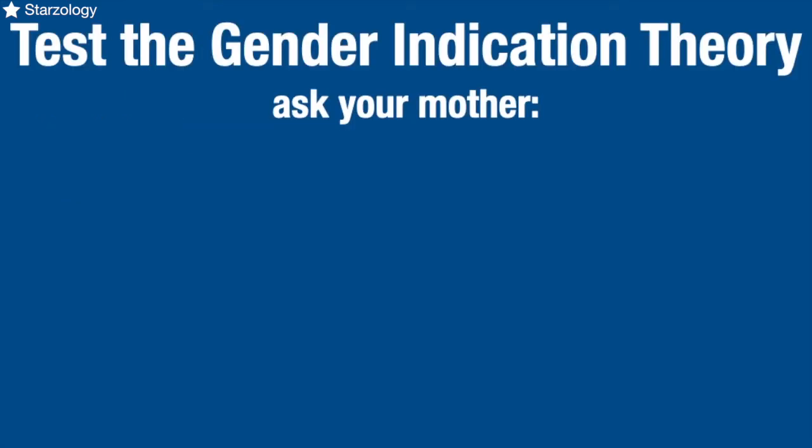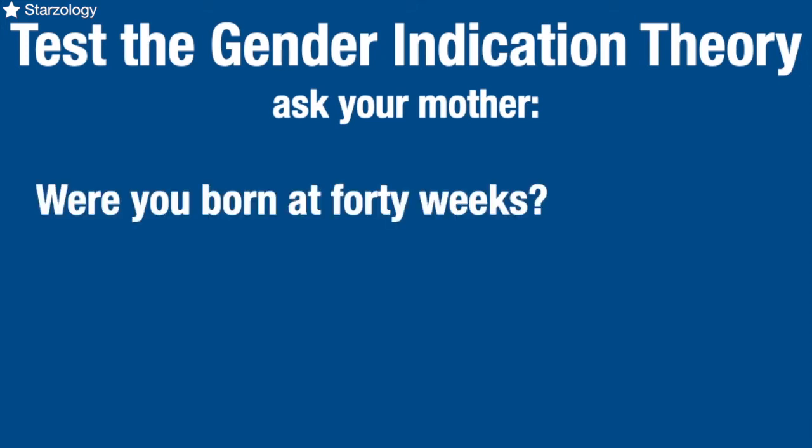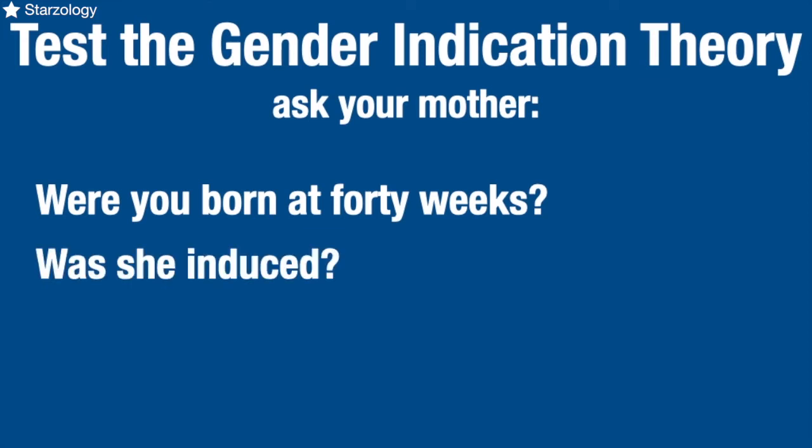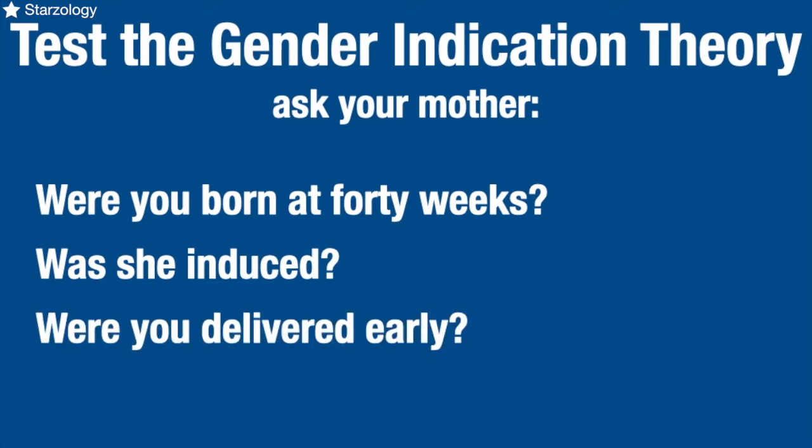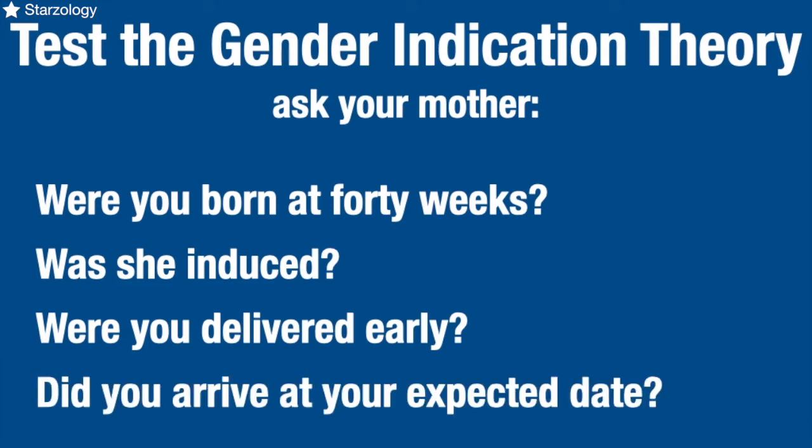Why don't we test the gender indication theory? You can ask your mother, were you born at 40 weeks? 40 weeks is the typical length of a pregnancy. Were you on time? Was she induced? That means, did they medically intervene and make her deliver by giving her drugs? Were you delivered early? And did you arrive at your expected date? These are just questions that you might want to run past your mother, and then you can go back, because you know your birth date. You can then calculate back 40 weeks from that point, less 2. Okay, so that's one way of testing it, and if you have kids yourself, you can look into that as well.